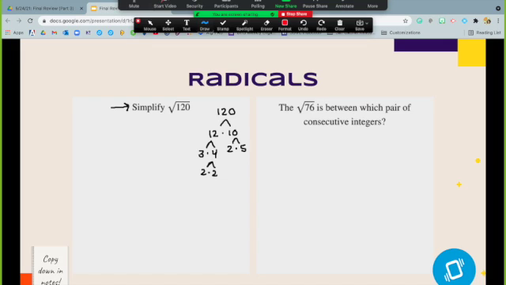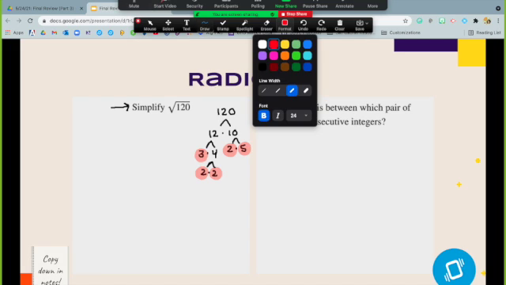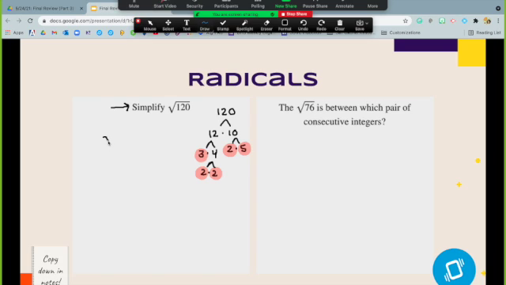For example, 3. 3 doesn't have two other numbers that can multiply to get 3. It's just 3 times 1 and that's it. So that would be called a prime number. Another one is 2. That would be a prime number. There are no other numbers that can multiply to get 2 other than 1. And then also 5.